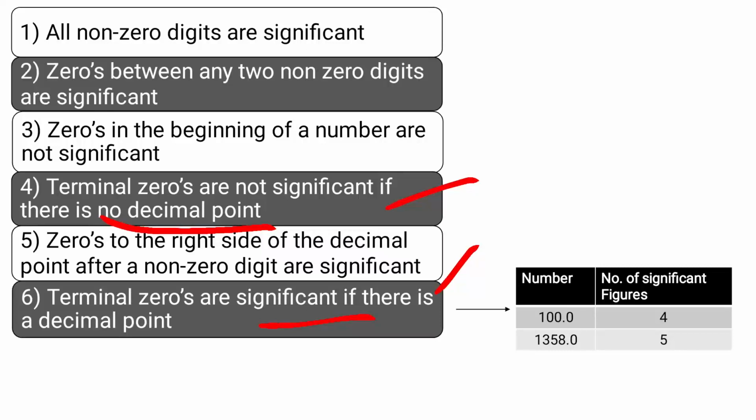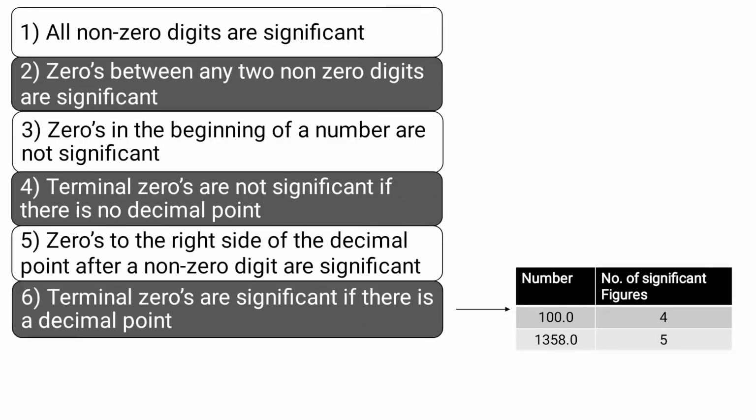Now, in case of 100.0 and 1358.0, in both these numbers, there exists 0 at the end. That is, these terminal zeros are said to be significant because these zeros exist after the decimal point. So, in case of 100.0, the number of significant figures are 4, whereas in case of 1358.0, the number of significant figures are 5.